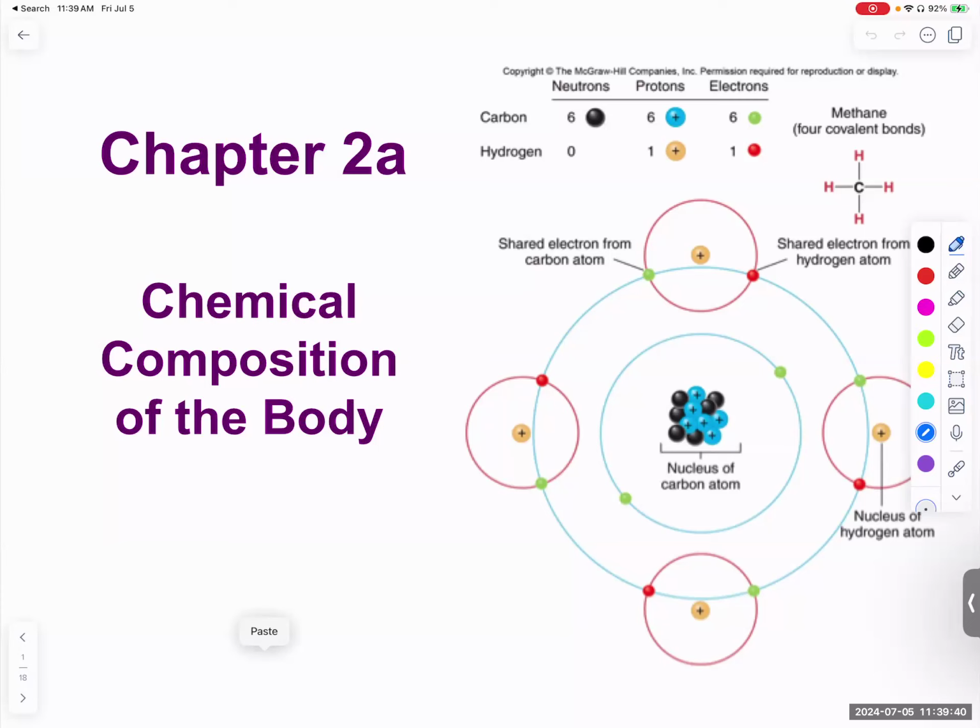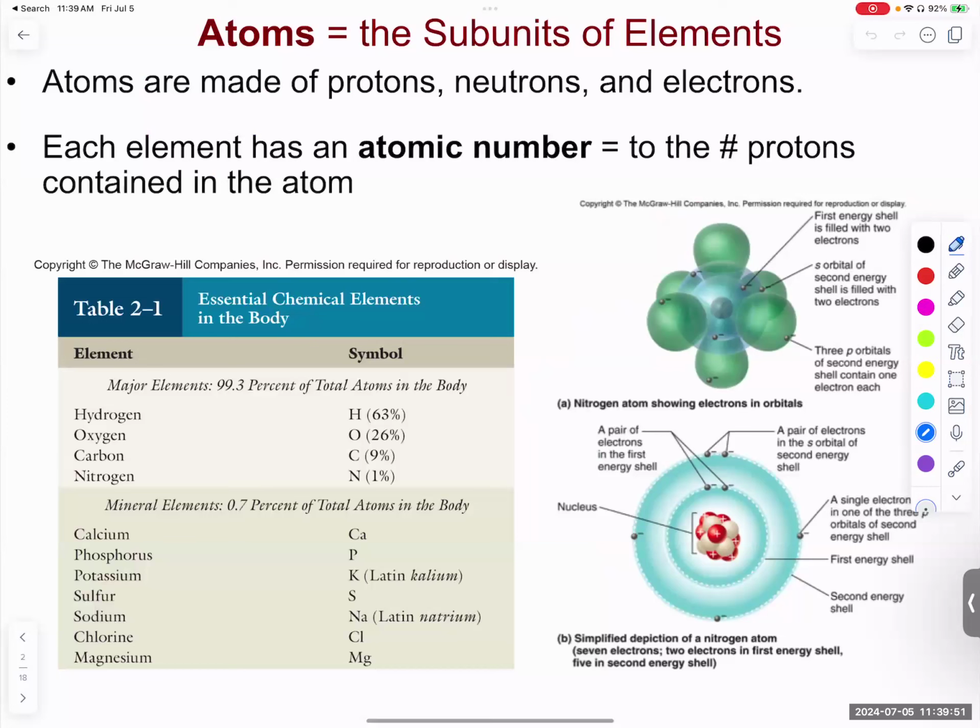So this is a little micro lecture on chemistry review as it pertains to physiology. So let's get right into it. All right, atoms. So atoms are made of protons, neutrons, and electrons. And so you hopefully have been exposed to the periodic table of elements. And so we're going to look at some of these elements.